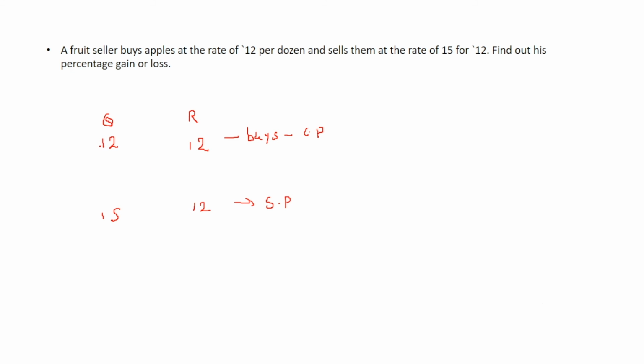Now you have to make these two quantities equal. So I can find out that if I multiply 12 by 5, this comes out to be 60. Okay, and similarly if I multiply 15 by 4, this comes out to be 60, right? So if I multiply this by 5, I have to multiply this by 5, and if I multiply this by 4, I have to multiply this by 4. So 12 into 5 comes out to be 60. So he invested 60 from his pocket.